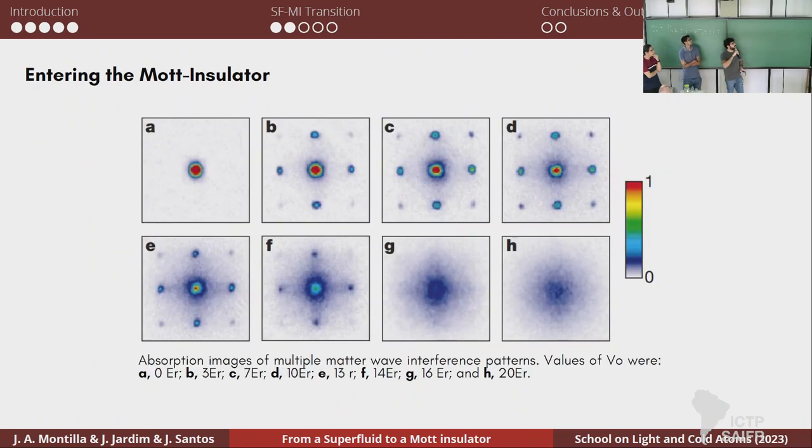So here is how you enter the Mott insulator. Here they show 8 measurements with 8 different lattice depths. In the first one you have 0 depth, and you have a very nice sharp interference pattern, and as soon as you increase the depth of the lattice, you lose that coherence and you don't have an interference pattern anymore. This means that you enter the Mott insulator system.